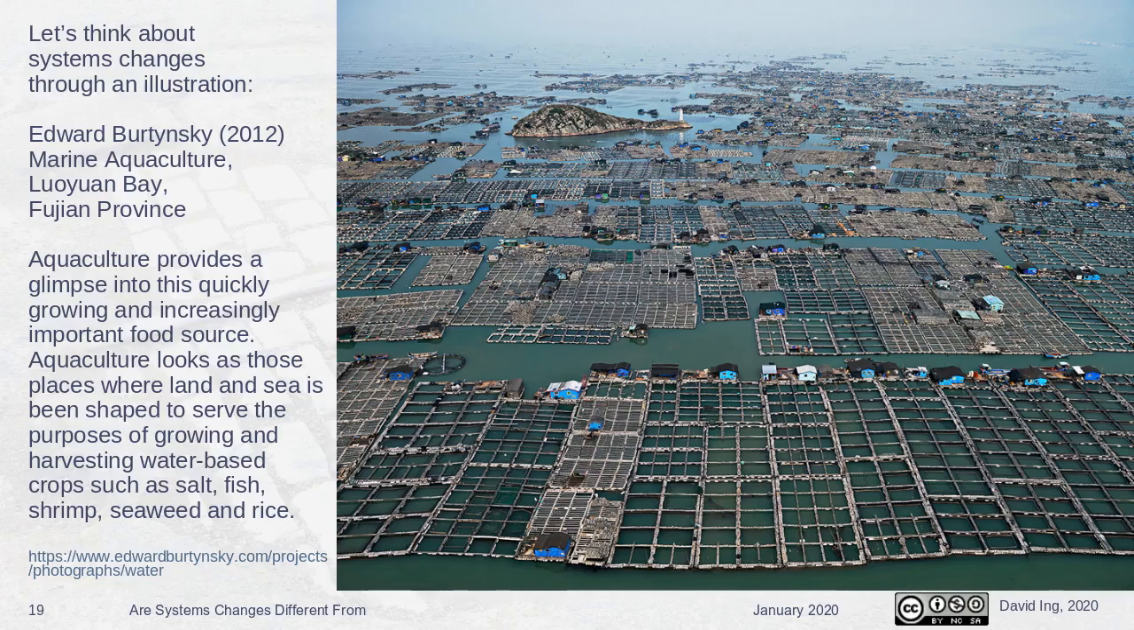Okay, let's talk about systems changes through an illustration. I'm going to play 6 minutes of a video. This is from Edward Pertinsky's Watermark, and it is about marine aquaculture in Yuoyuan Bay. And I want you to think about two things as you're watching it. One, what systems are you seeing? And two, what systems are changing? And when I say changing, now you're going to think about, well, what do I mean by change?